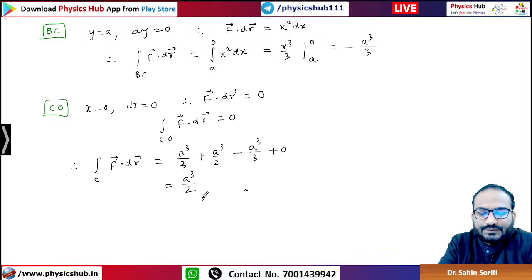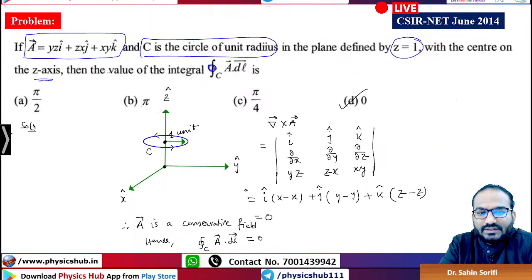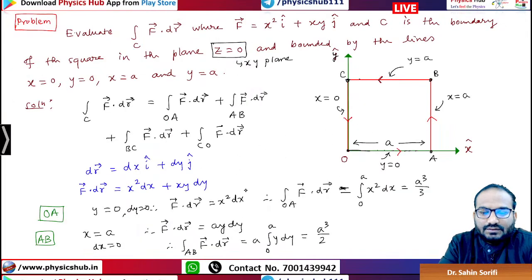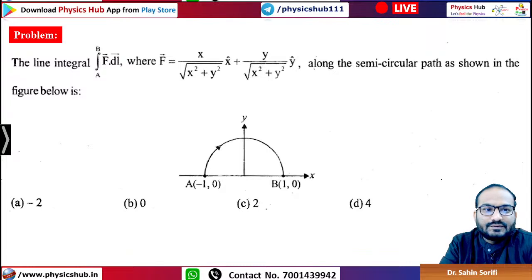So I hope you have understood this problem. It's a very interesting problem. Once you understand this problem, then I think your concept of line integral is also clear. Let's move on to this problem. This problem is a simple problem.